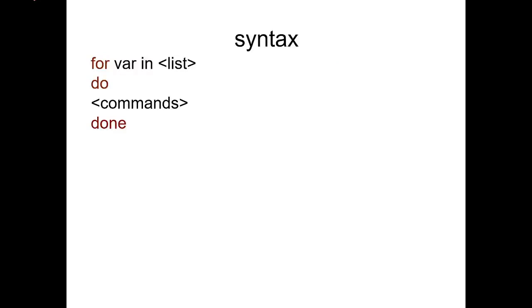So this is the syntax of the for loop. There are various syntaxes of the for loop, and this is one way. This is the keyword for. This is the variable which you want to use. Again, this is a keyword, and the list.